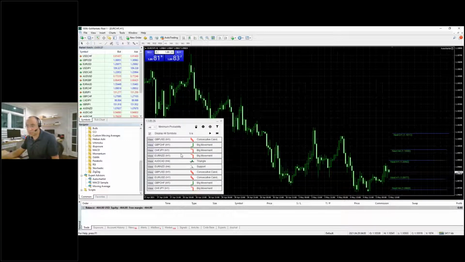So what is Autochartist? Autochartist at its core is two components. It's a market scanner and a risk management tool. Today's focus is on the market scanner, and what it is is a methodology to really narrow down what's going on in the markets for you.